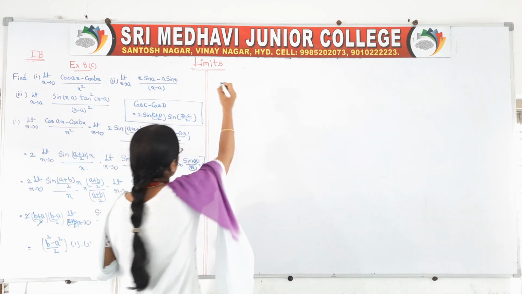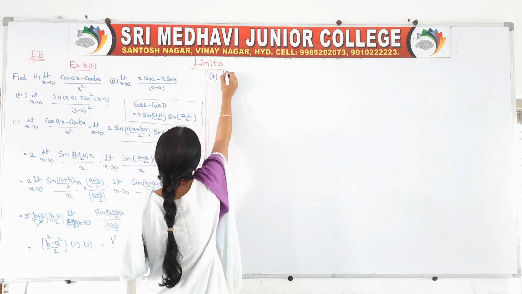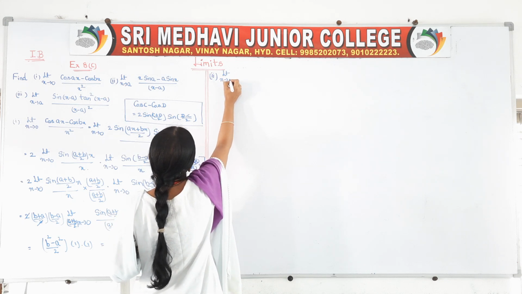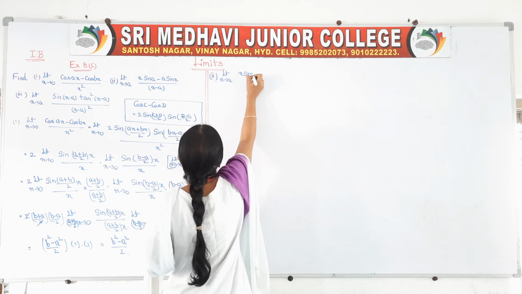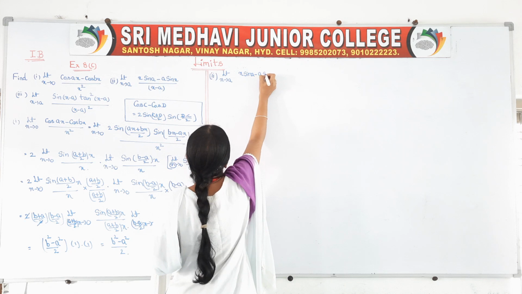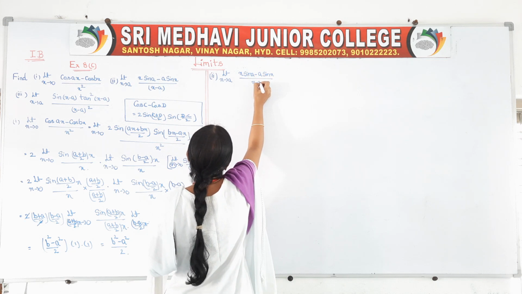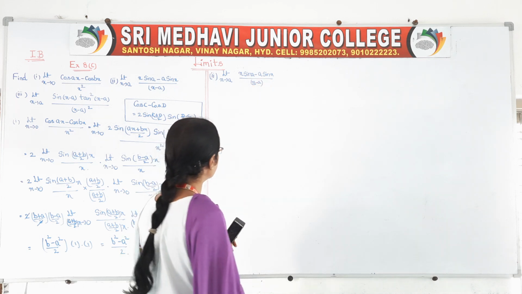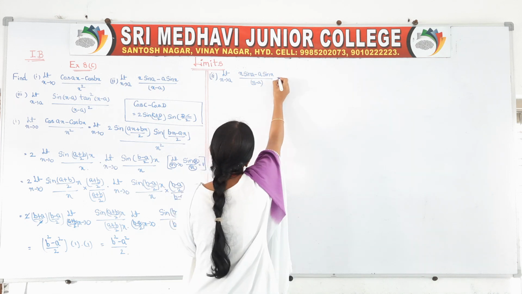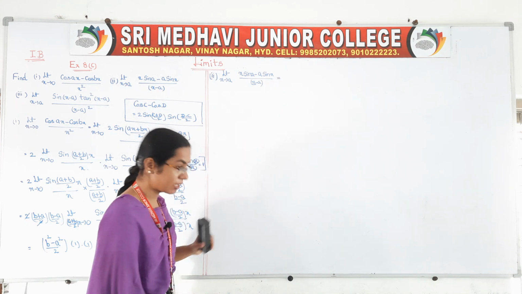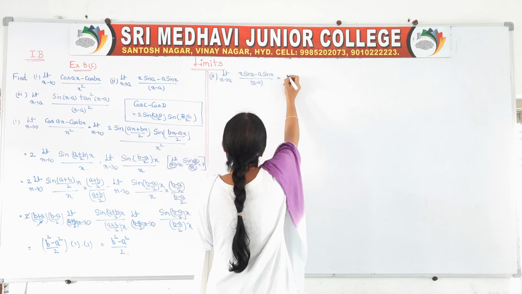Now come to your second question. What is your second question? Limit x tends to a, x sin a minus a sin x by x minus a. So this is your problem. It is not in our standard form. Whenever the problem is not in standard form, we have to reduce it into standard form. How will we reduce it?